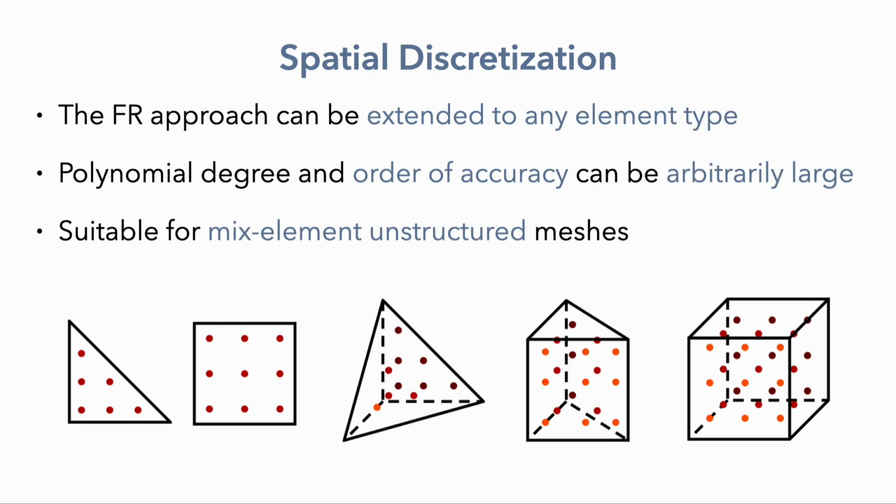Now, FR can be extended to any element type, so triangles and quads in 2D, prisms, tets, hexes, and pyramids in 3D. Another thing that's interesting is the polynomial degree determines the order of accuracy. So if we have a polynomial degree of, let's say, k, the order of accuracy will be at least k plus 1. And this polynomial degree can be arbitrarily large, so this means we can generate any order of accuracy that we want.